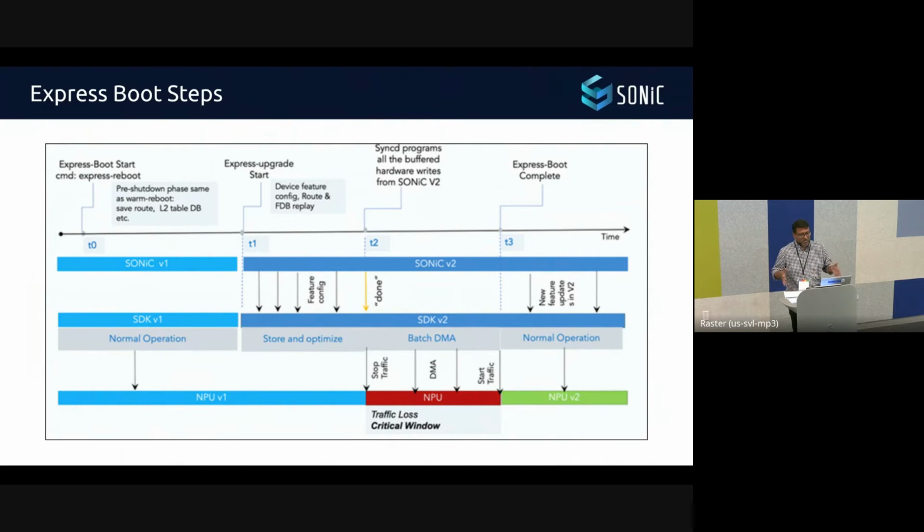Till this point, there was batching happening in the SDK, and then we batch DMA and program the NPU, all the registers and the tables that we have. And then we say, okay, start traffic back, and then the new feature updates come, and normal operation continues with the NPU v2. So that's the typical flow of what we are trying to do. Of course, there is a hit in traffic here, which is sub-second.